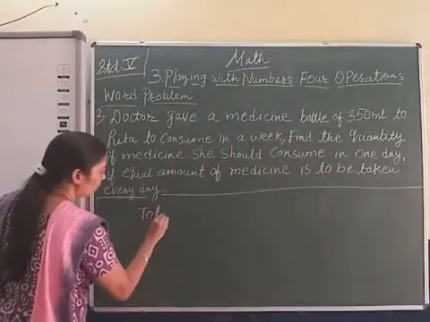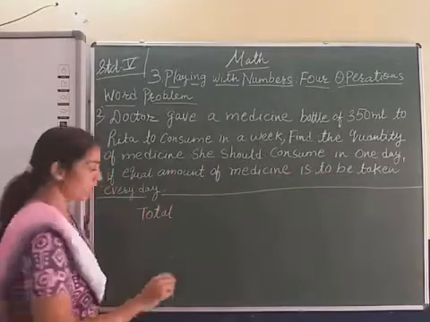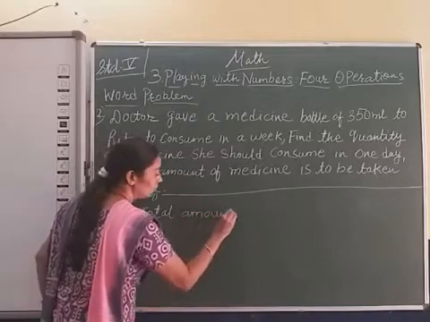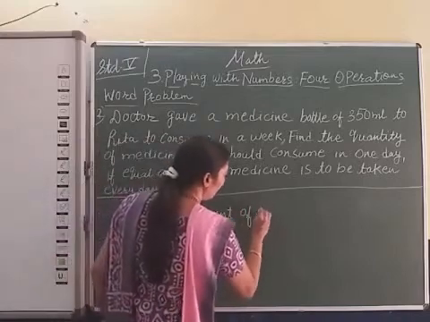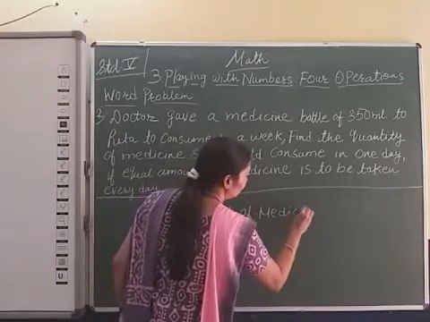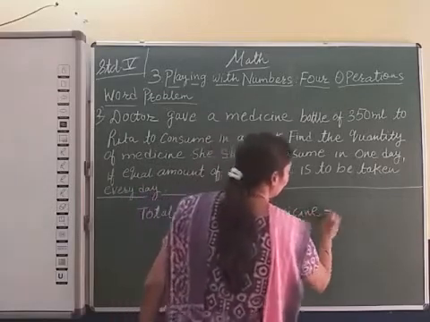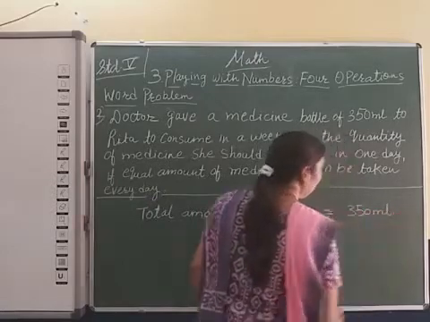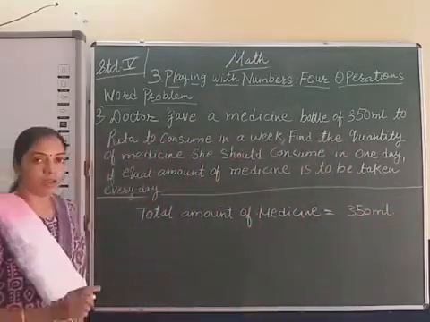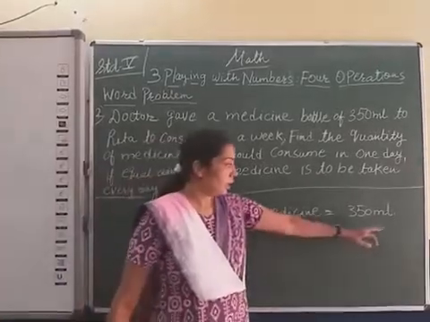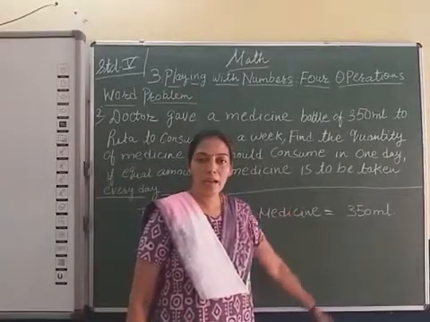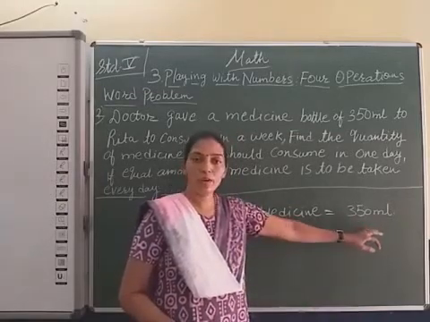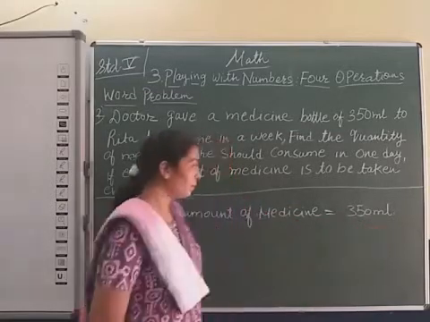Here the total amount is given. Yes, so we will write here the total amount of medicine is 350 ml. Always keep in mind, whatever the unit given, ml, or if rupees is written, don't forget to write this unit.